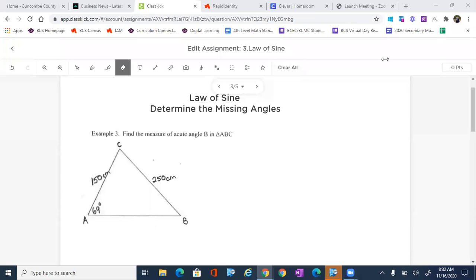The law of sine, determine the missing angles. All right, so we look over here at example 3, and we're going to find the measure of angle B in triangle ABC. And while we're at it, we might as well go ahead and find angle C.